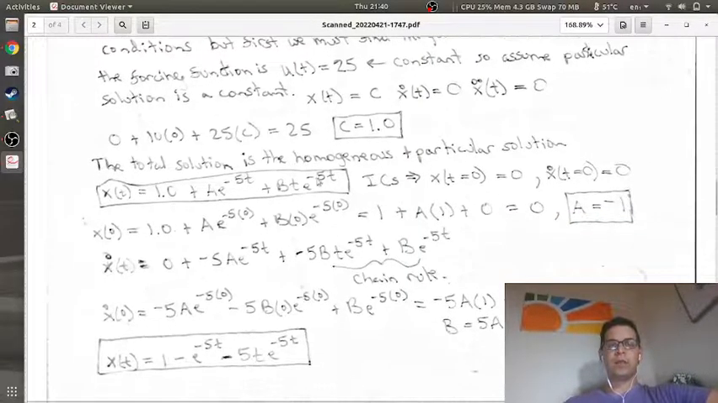So now you can put the whole thing together, homogeneous and particular solution. So you've got the particular solution over here, and then the homogeneous solution here.